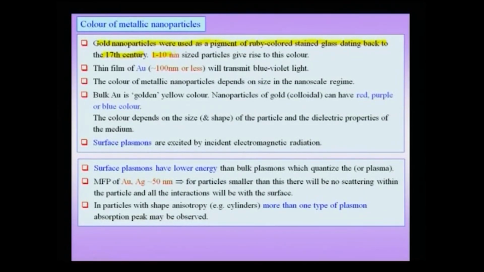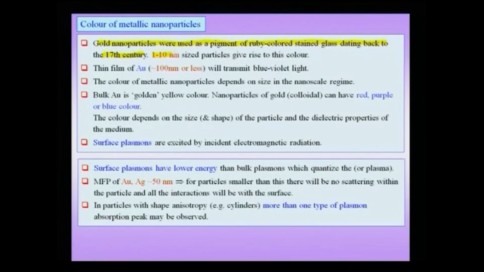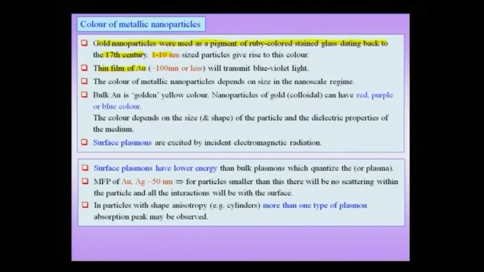And we had said that this color is coming because of surface plasmon resonance. We had also pointed out that the surface plasmons are transverse in nature as compared to the bulk plasmons, which are longitudinal in character. Now, we already noted that thin films of gold can be partially transparent, about 100 nanometers or less, and they will essentially transmit blue violet light.